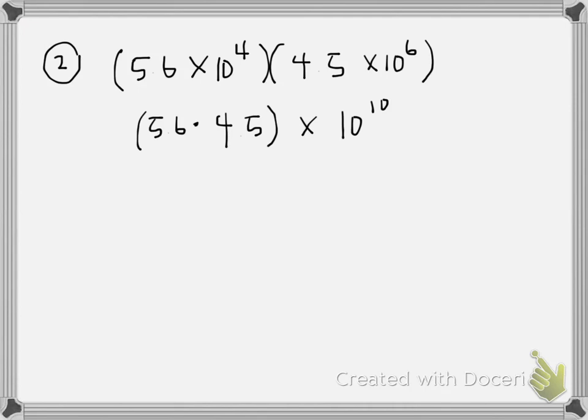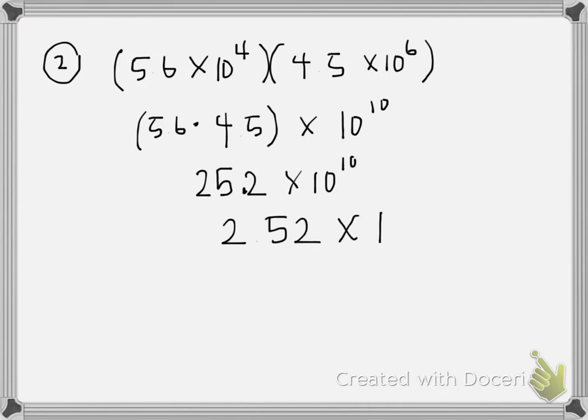So 5.6 times 4.5 is going to be what, 25.2. Okay, but that's not in scientific notation. So that's to the 10th power, so I need to move my decimal. So I need to make this 2.52 and add 1 to my exponent. Okay? Alright.